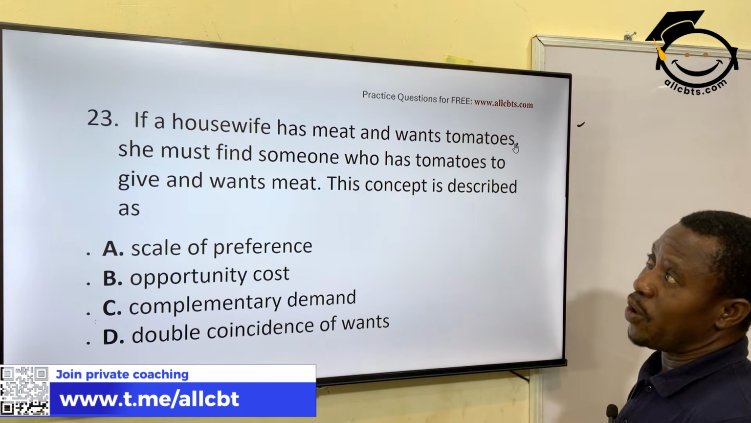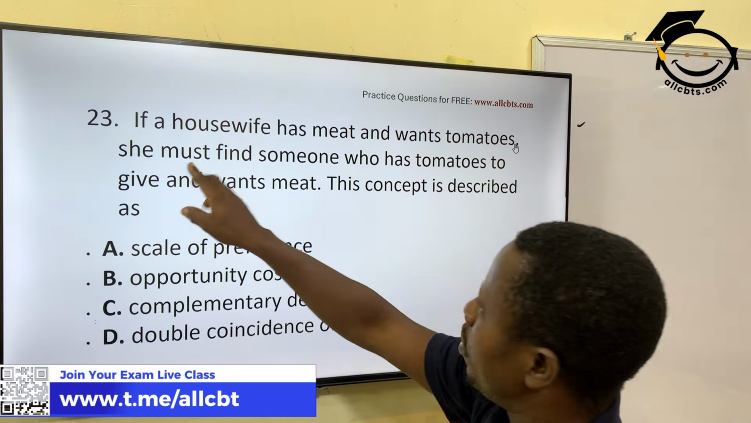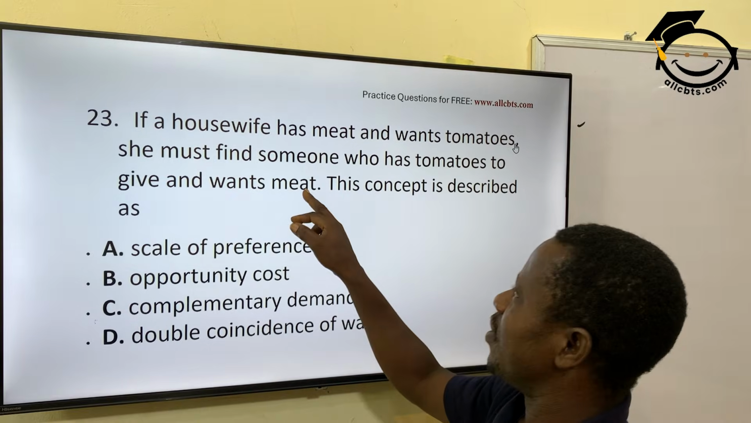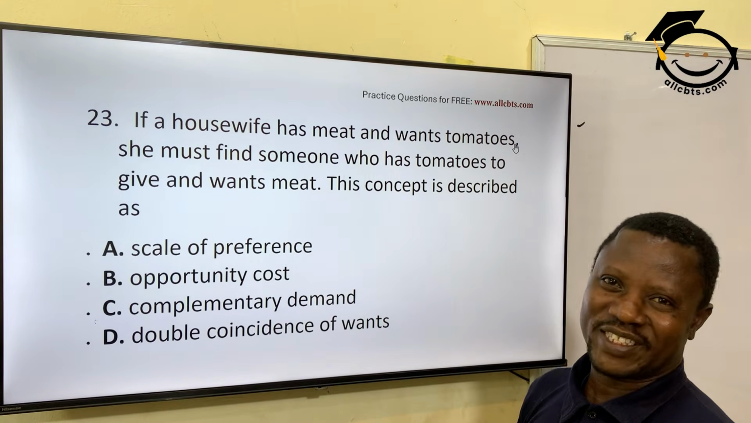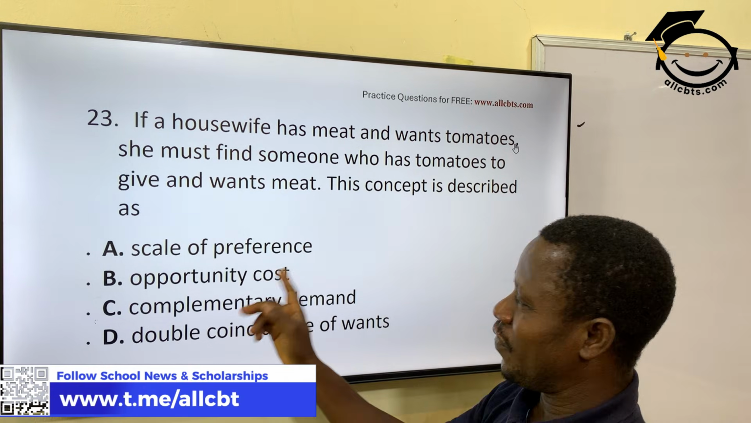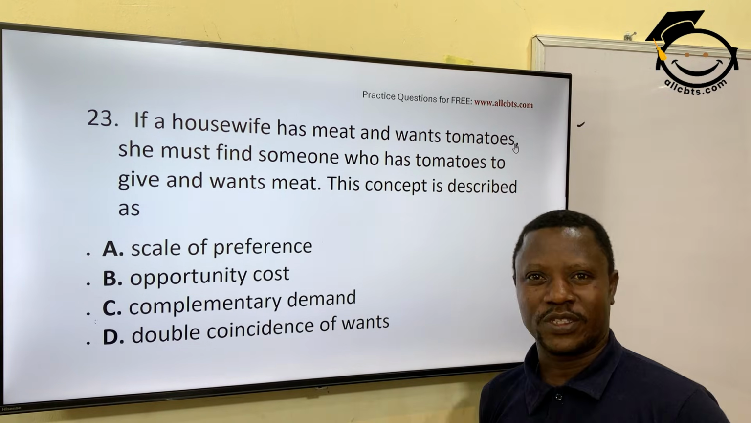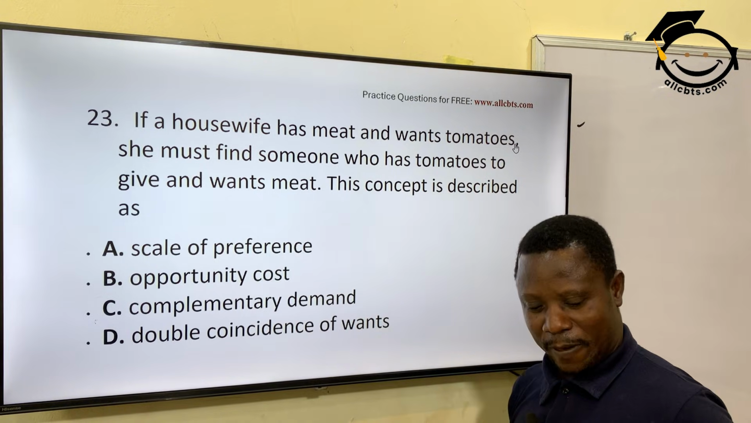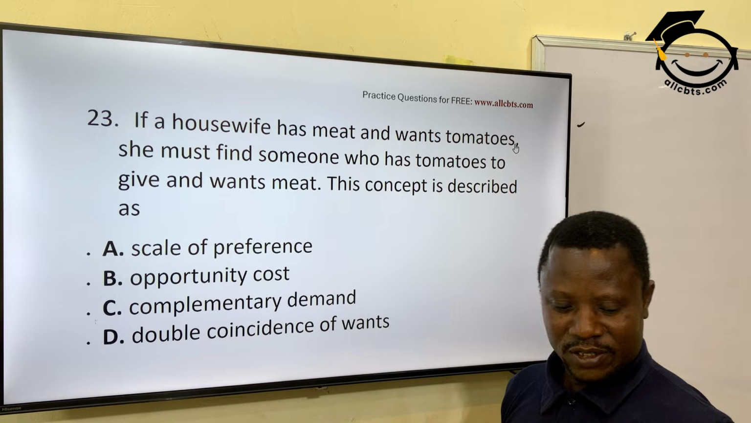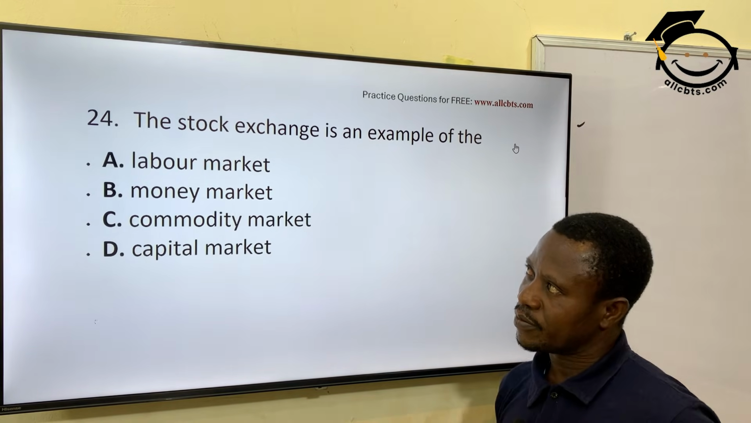If a housewife has meat and wants tomatoes, she must find someone who has tomatoes to give and wants meat. This concept is trade by barter, that's barter trade before the introduction of money. The scale of preference, opportunity cost, complementary demand. That's what is called double coincidence of wants. That is trade by barter. Option D is the correct answer, double coincidence of wants.